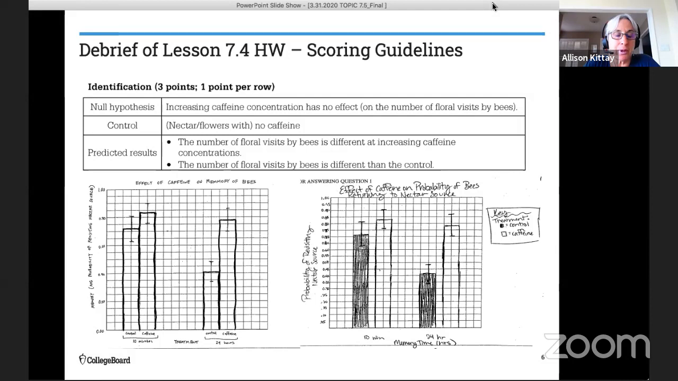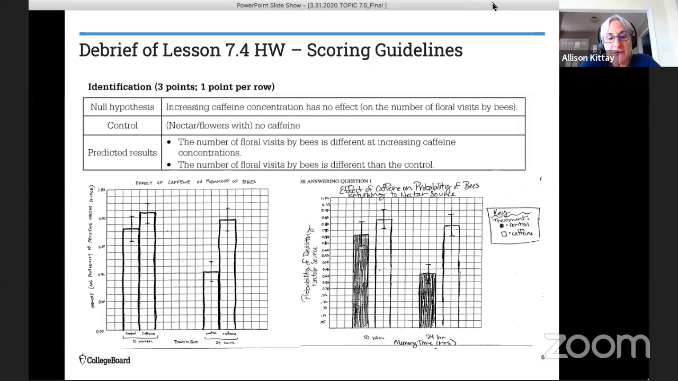So that was a full point question, which is 3 points for the graph. Just a little variation that still would have earned full credit. If you look at the graph on the right, we have the same dependent variable, probability of revisiting the nectar source. This student chose to display the data a little bit differently.